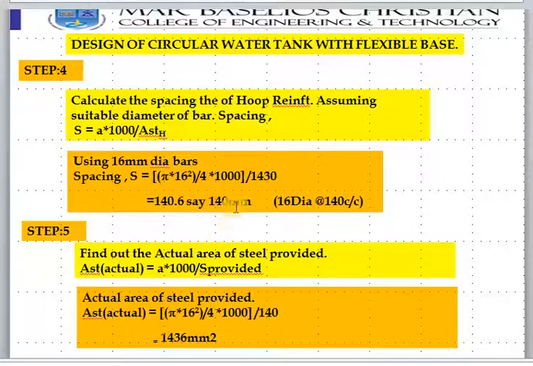So the next step is, we got 140.6, but we cannot provide 140.6 due to site conditions, practical situations. So we round it down to 140. In that case, the area of steel will increase actually. So find out the actual area of steel provided. The actual area of steel provided uses the same formula: pi d square by 4, that is a, into 1000 divided by the actual spacing provided. So you will get 1436 millimeter square.